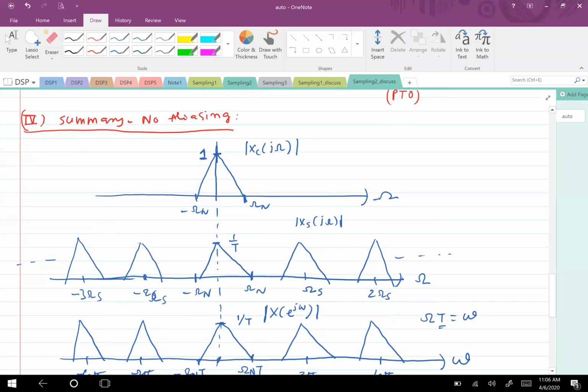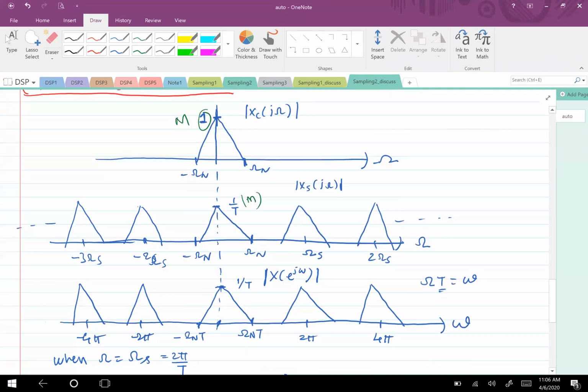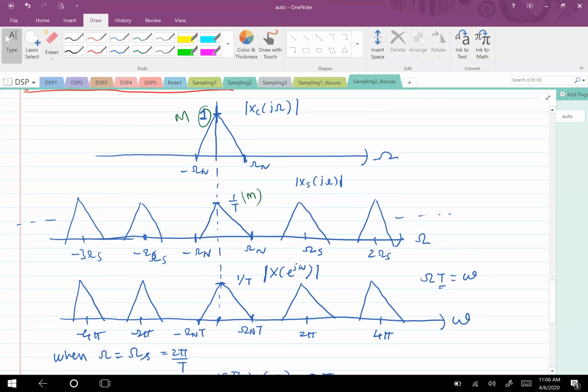So this is what you could see here. The first one, again, we considered it as 1, but you could consider anything here, for example, some value m. All that would happen is here you will get m by T. That's all. It's just a scaling of the magnitudes, which will still be 1 by T.